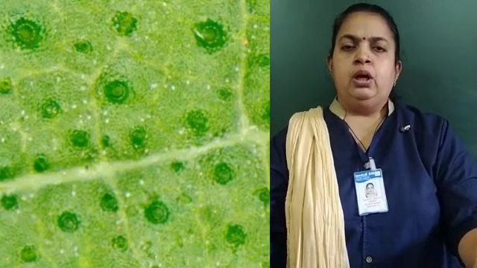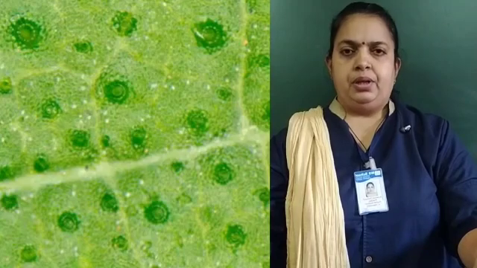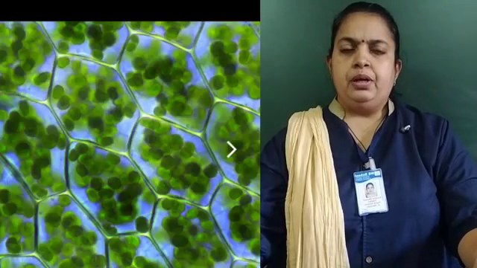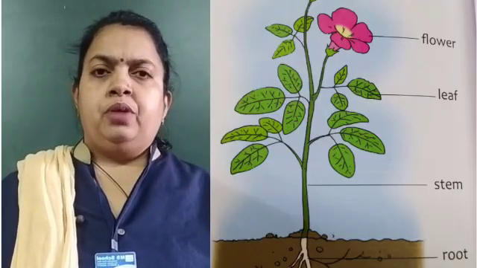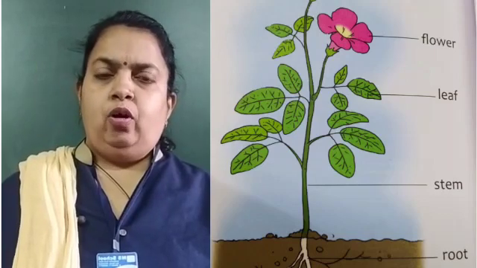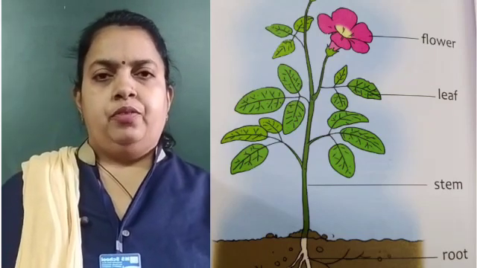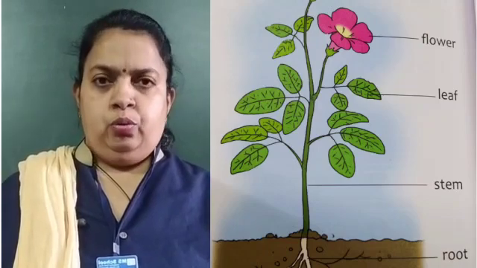A small recap: through stomata the leaves breathe, and through chlorophyll, a green pigment, they prepare their own food. Children, as I have taught you earlier, the third part is the stem. The function of the stem is to support the leaves, branches and flowers and to hold them up in the sunlight. They also transport the food absorbed to the leaves, flowers and the roots.